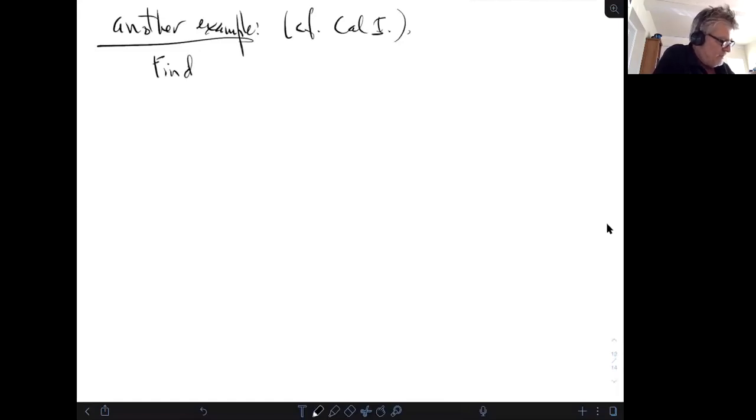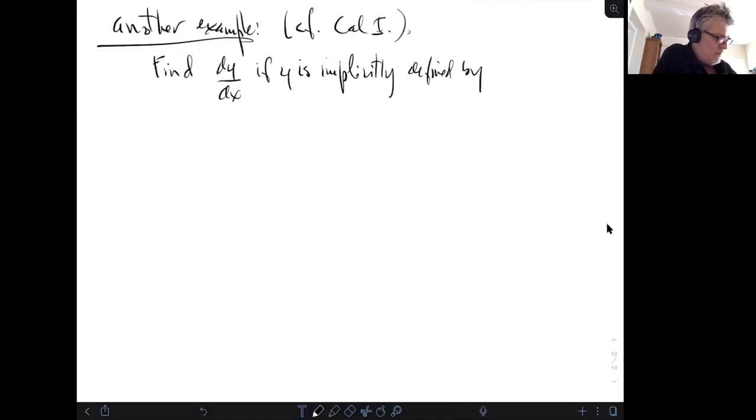Find dy/dx if y is implicitly defined by x cubed plus y cubed equals 6xy. This is actually a pretty cool curve.